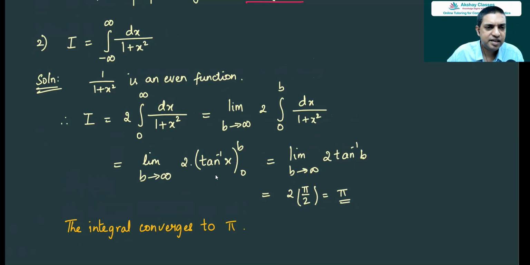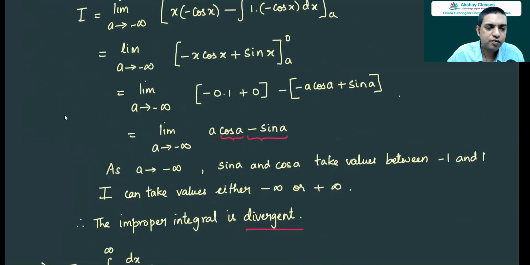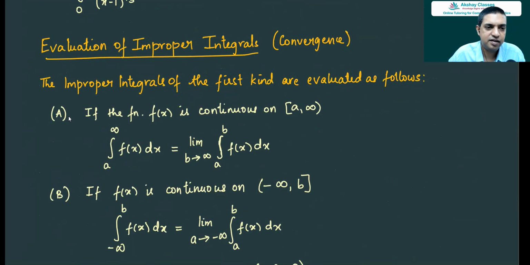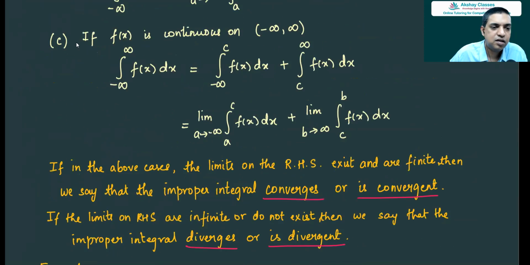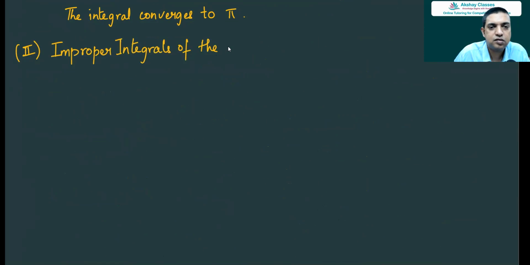So this was when the limits of the improper integral, either one of them or both of them, are going to infinity. So this was of the first kind. All right. Now next, the improper integrals of the second kind are evaluated as follows.